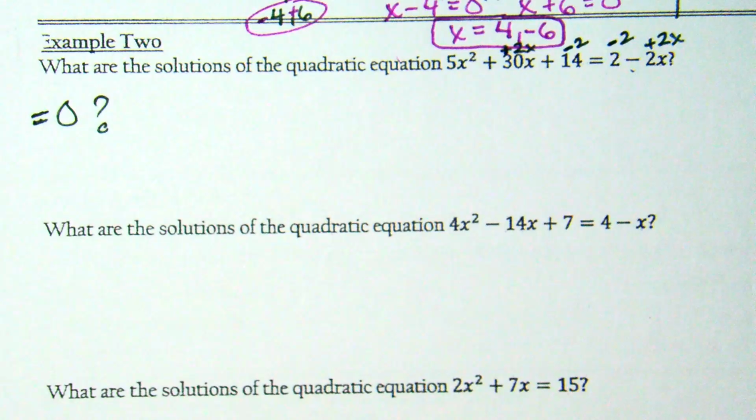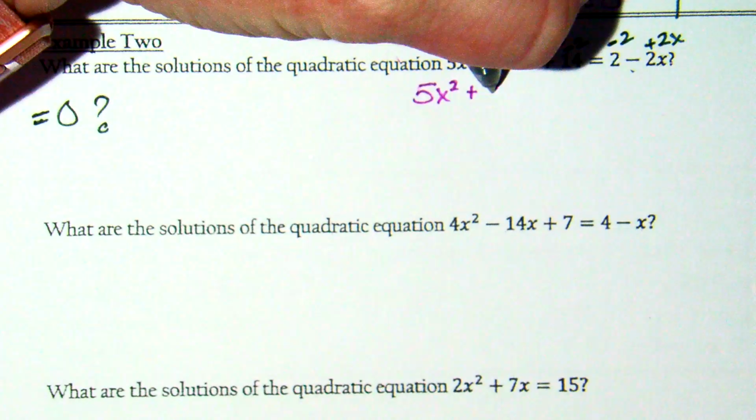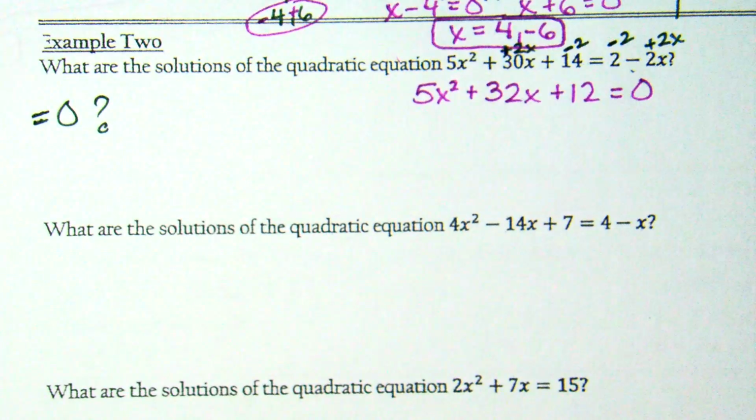What does my equation read to be? Okay. 5x squared plus 32x plus 12 equals 0. Okay.